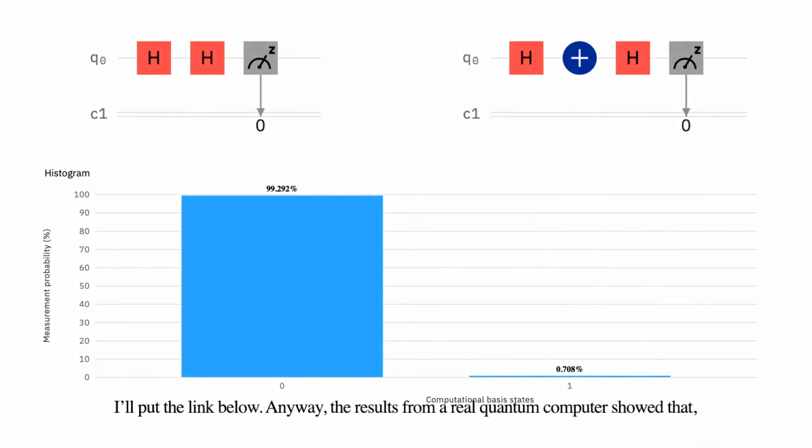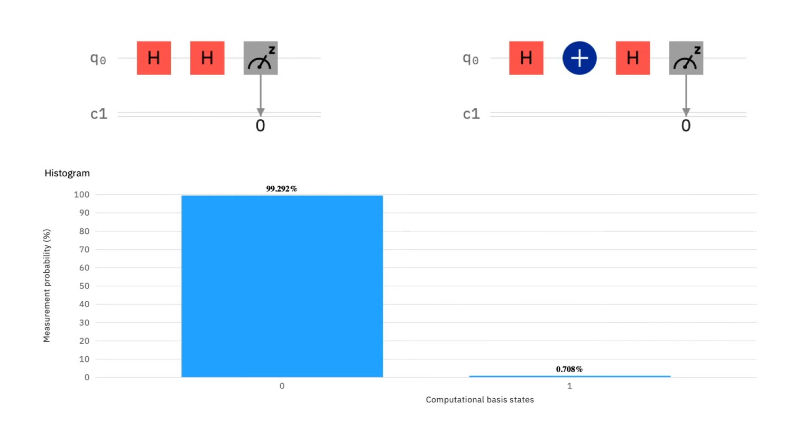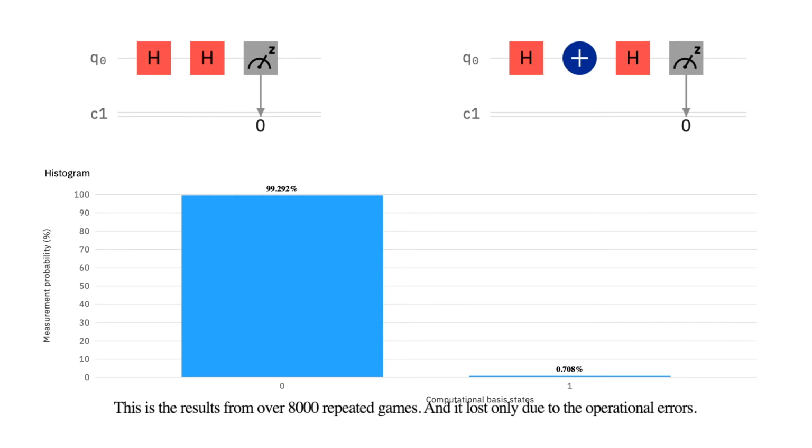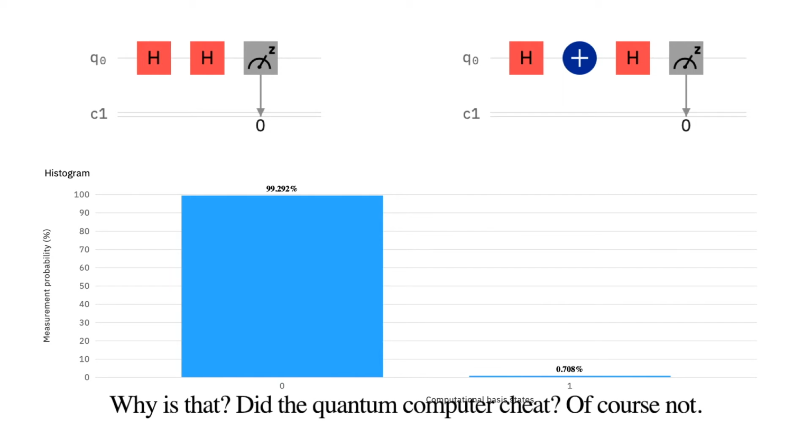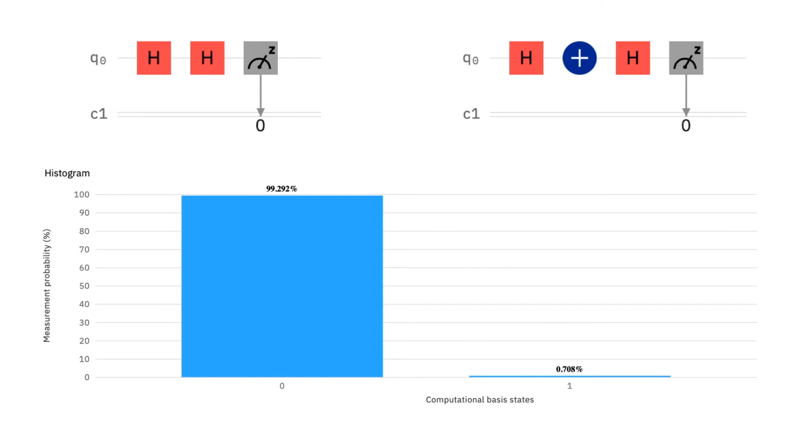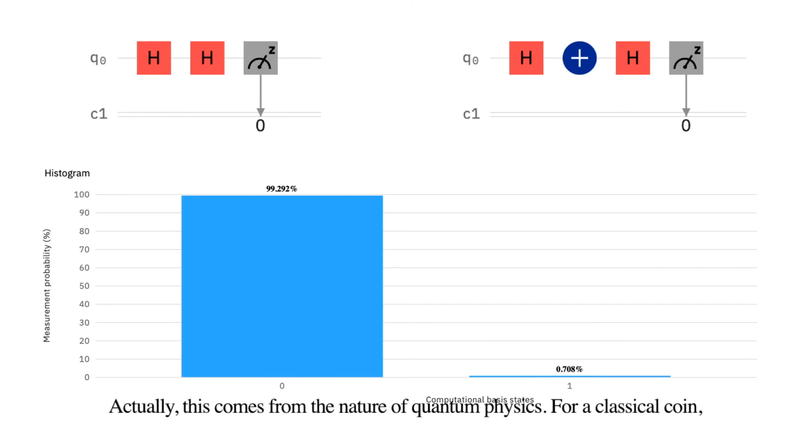Anyway, the results from a real quantum computer showed that if you played against a quantum device, it was likely that the quantum computer would always win. This is a result from over 8,000 repeated games, and it lost only due to operational errors. Why is that? Did the quantum computer cheat? Of course not.